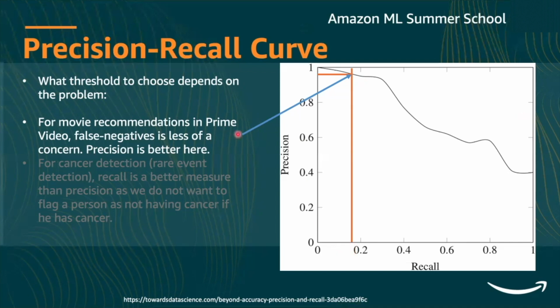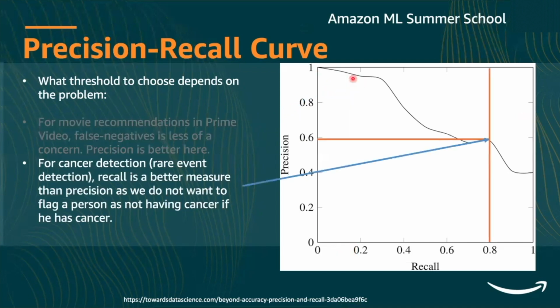Okay, so this is the first case. Now, consider a rare event detection case, such as cancer detection or COVID detection. Ideally, if a person has a disease, it should be caught during the test. You don't want it to be missed, as that would have disastrous consequences.